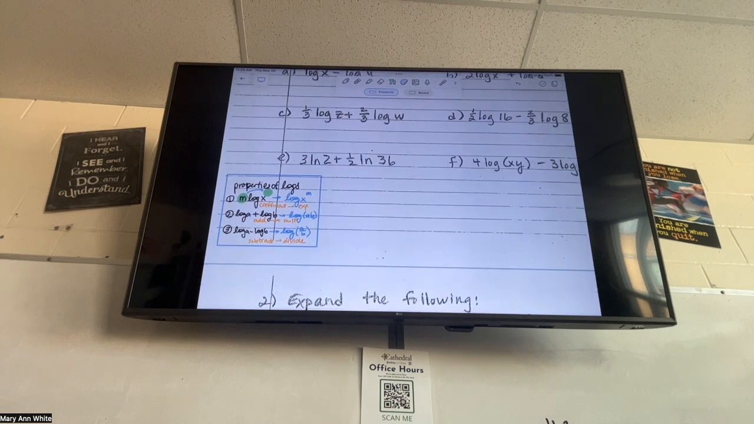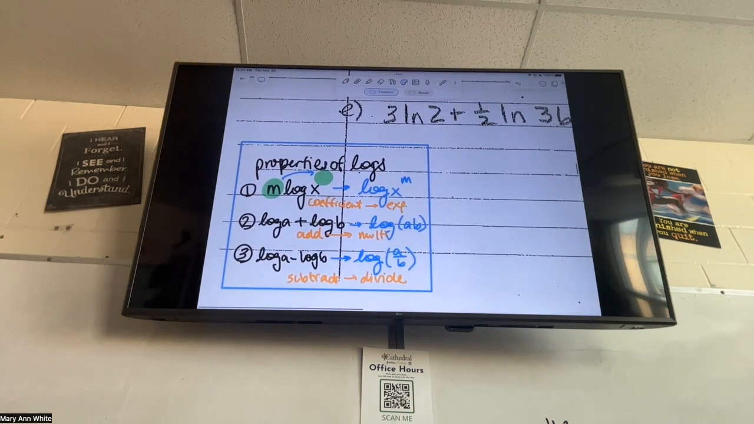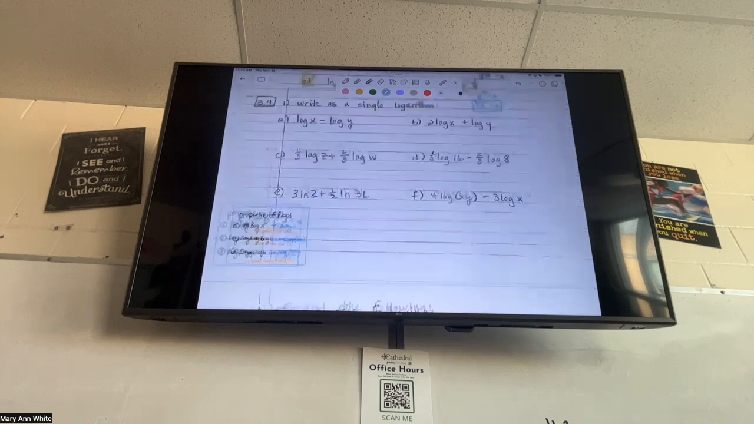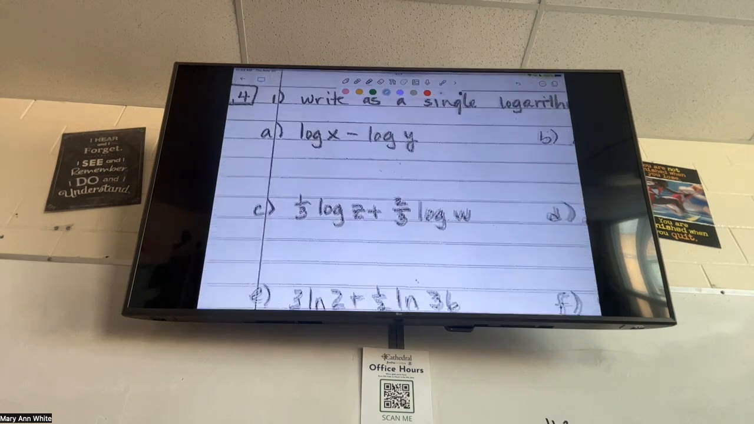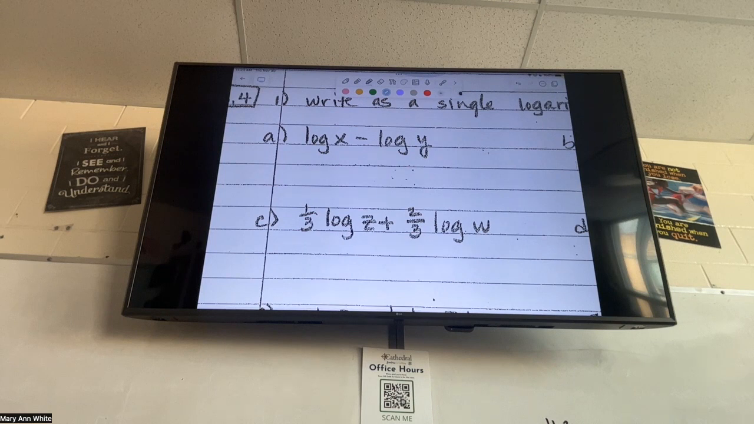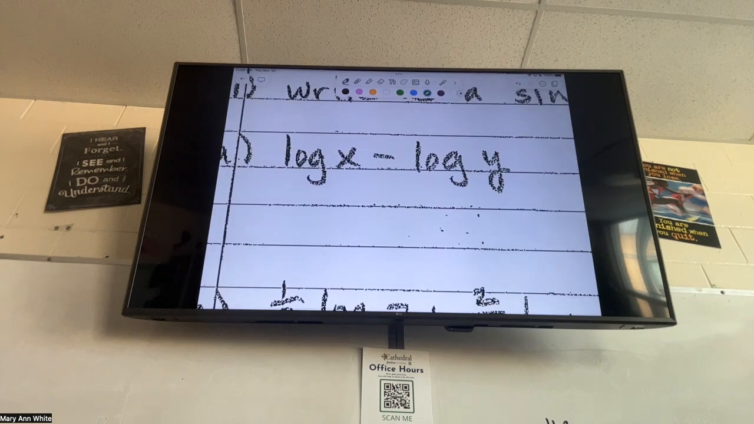Okay, so let's use these properties again. I'm going to have mine away, so you won't be able to see them. But again, the coefficient becomes an exponent, the addition becomes a multiply, and the subtraction becomes a division. Okay, so we're just going to walk through all of these together. Some will go quick. Some, if we can simplify them, we will. But if we can't simplify them, we'll leave them as is. So this first one, I've got log of x minus log of y. What do I simplify that down to be? Good, log of x over y, perfect. And you can leave it with no parentheses or you can put parentheses there. Either way works for minus divide.